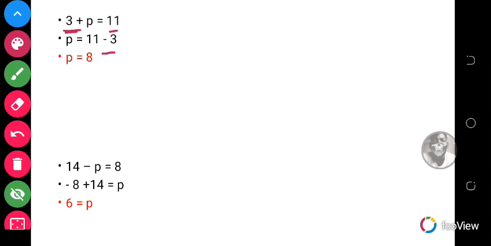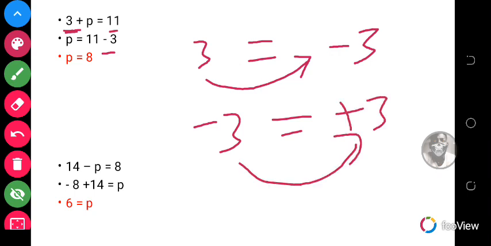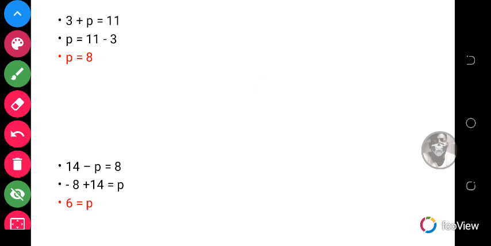Why? Because any number that moves across the equal to sign changes its sign. If 3 was negative, once it moves to this side, it's going to be positive 3. So bear that in mind: any number that moves across the equal to sign changes its sign. That is how p stayed, and the 3, when it moved to this side, became negative 3. So the answer is 11 minus 3, and we have p equals 8.